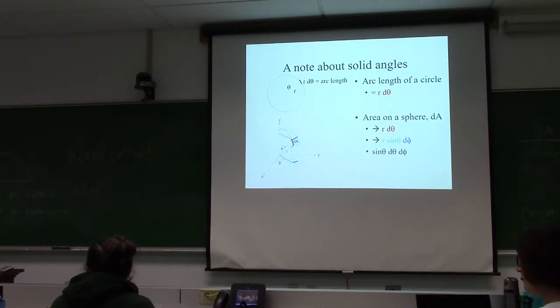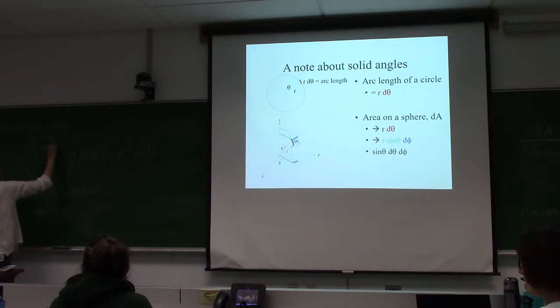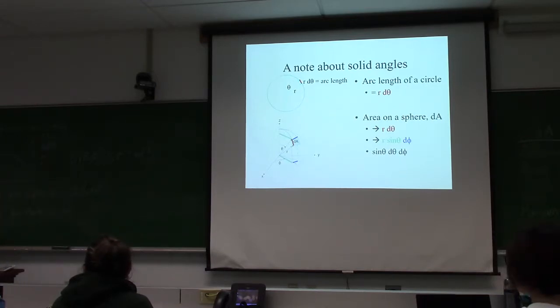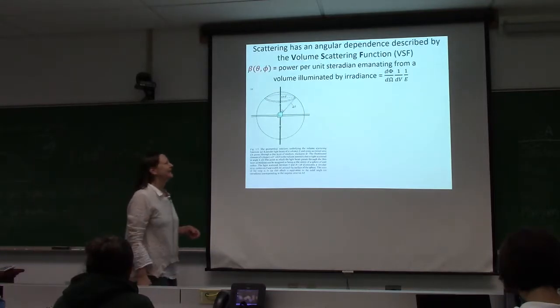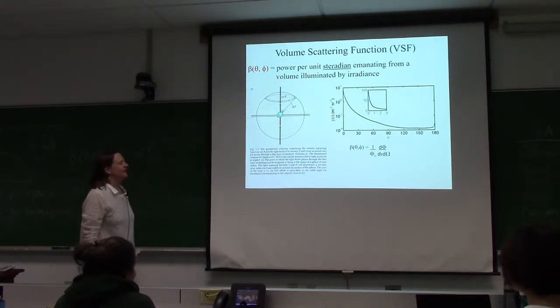How many radians in a circle? 2 pi. Or one tau. That's fine. Okay.